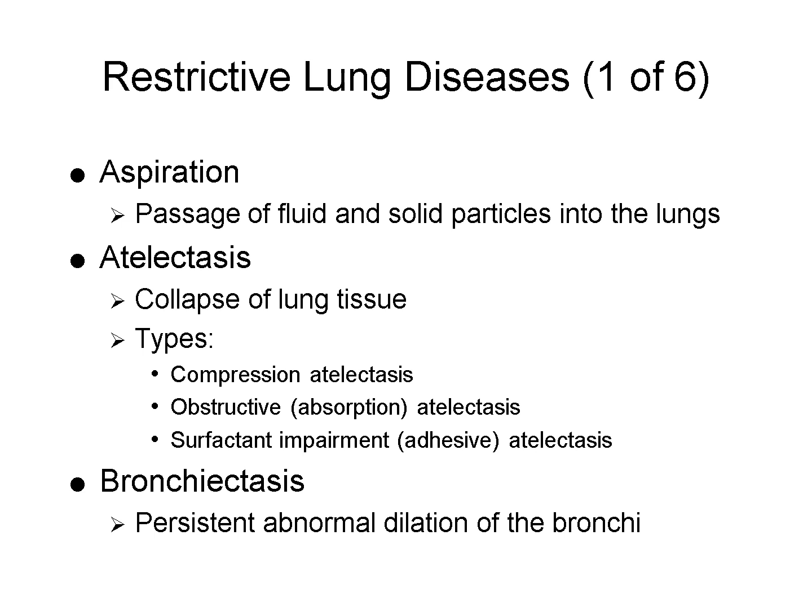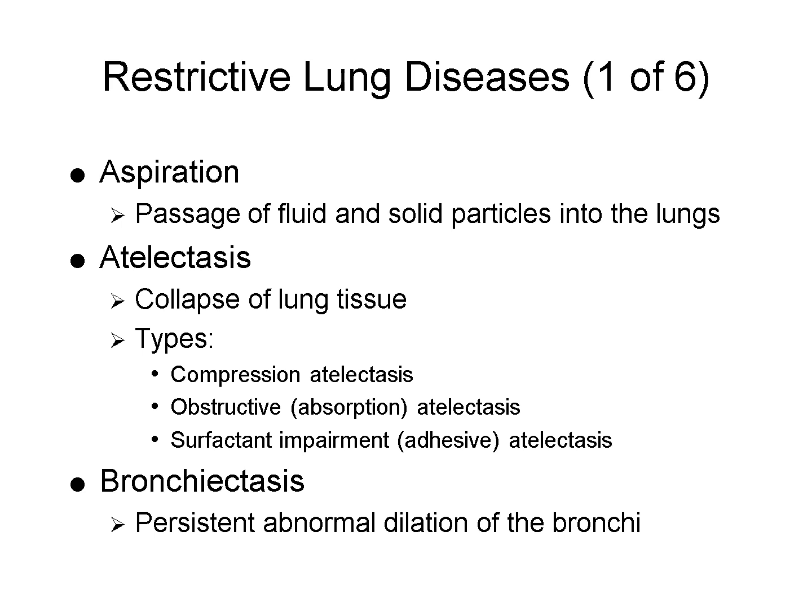Restrictive lung diseases limit lung expansion, making it difficult to breathe in deeply. One example is aspiration, where food, liquid, or other substances accidentally enter the lungs, leading to inflammation and infection. Atelectasis, or collapse of lung tissue, can occur from external pressure, airway blockage, or loss of surfactant that normally helps keep the alveoli open. Bronchiectasis is a condition where the bronchi become permanently widened and scarred, leading to mucus accumulation and repeated infections.